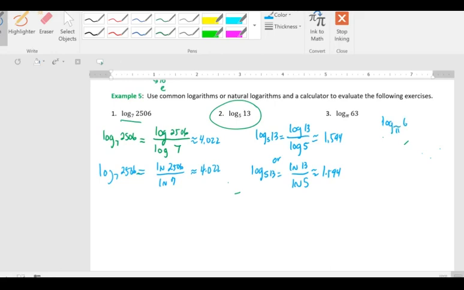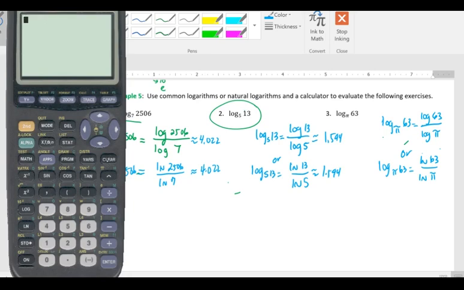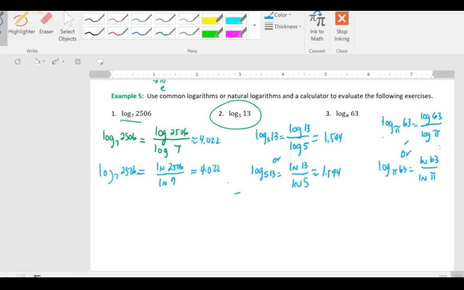Log pi 63. We can write as log 63 divided by log of pi, or natural log of 63 divided by natural log of pi. So we have log of 63 divided by log of pi. So 3.619.